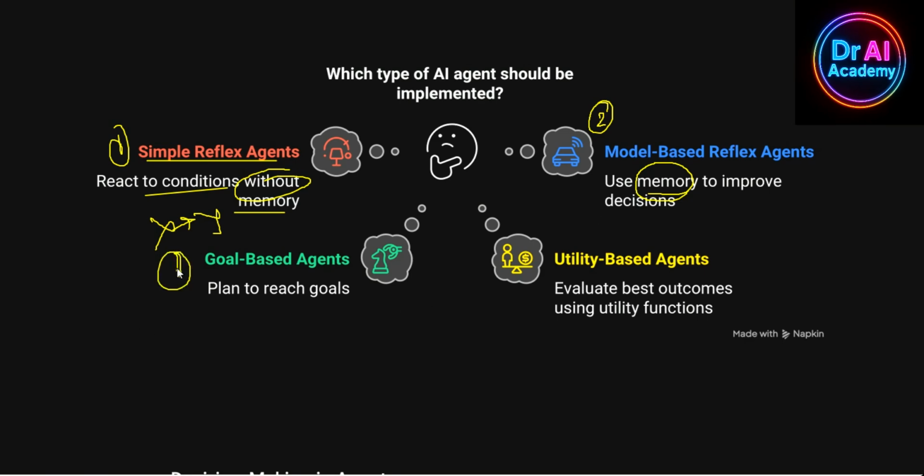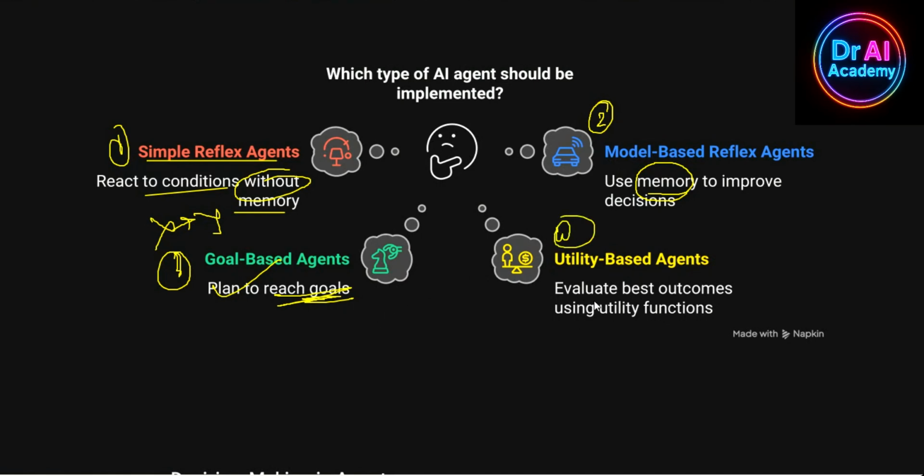It remembers which rooms it has already cleaned and avoids going back unnecessarily. 3. Goal-based agents. These agents have a specific objective. They don't just react, they plan to achieve a result. Let's say the goal is to book the cheapest flight from Delhi to Bangalore. The agent will compare routes, check prices, and decide the best option.